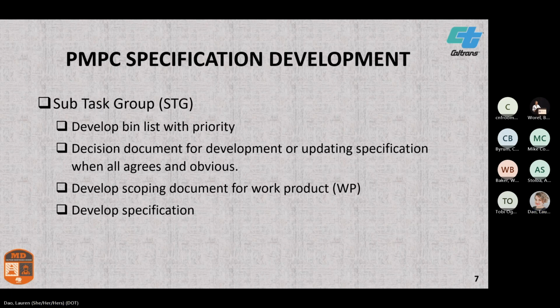If it is not simple, if we have to do a little more, then we develop a scoping document. And after developing a scoping document, then we work on what we call a work product. Then the work product becomes a kind of project. That work product is worked and executed, and then we develop any specifications or guidelines. So this is the standard process.